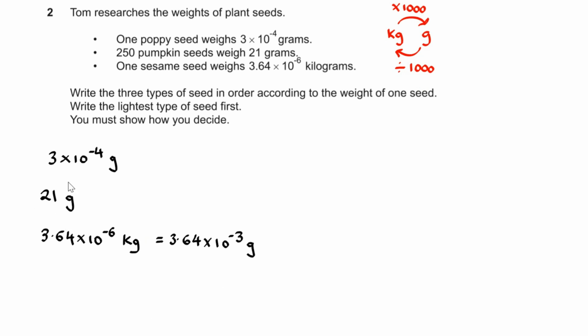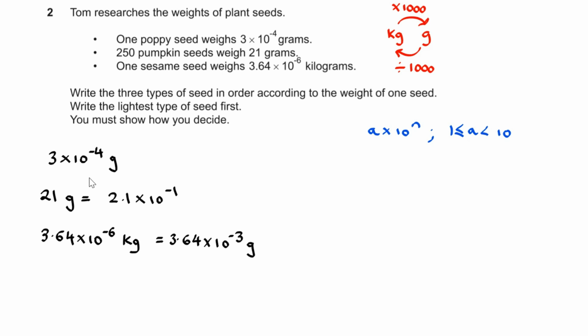And what we can do with the 21 grams is write that in standard form. Just as a reminder of how we write numbers in standard form, that's when we have a times by 10 to the power of n, where a is in between 1 and 10. So to write this 21 grams into standard form, we can divide by 10. So we've got 2.1 times 10 to the minus 1.